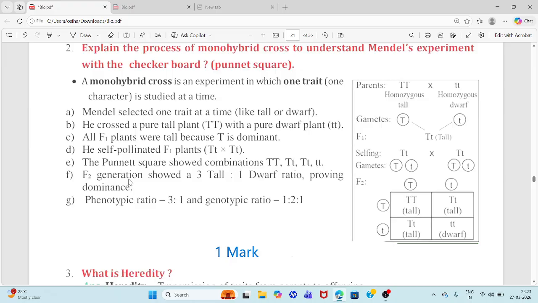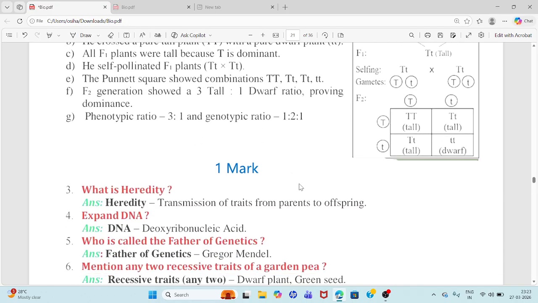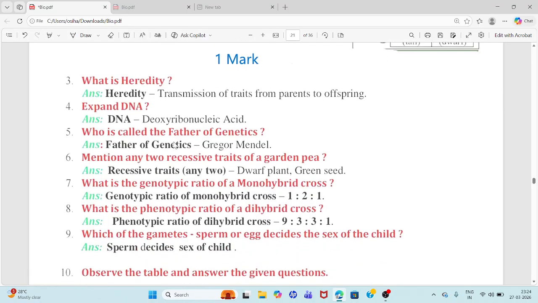The F2 generation showed a 3 tall to 1 dwarf ratio, 3 is to 1, proving dominance. Phenotypic ratio, 3 is to 1. Genotypic ratio, 1 is to 2 is to 1. Now, 1 mark questions. What is heredity? Transmission of traits from parents to offspring.